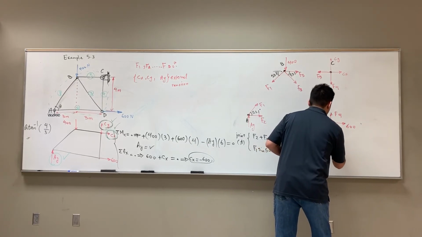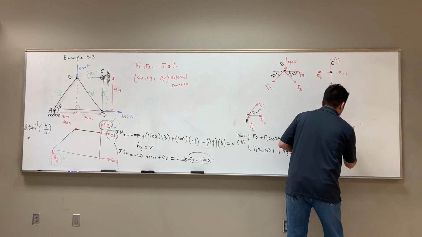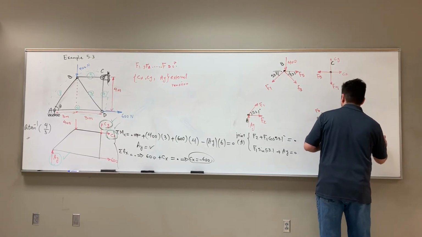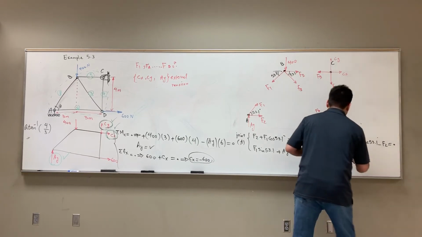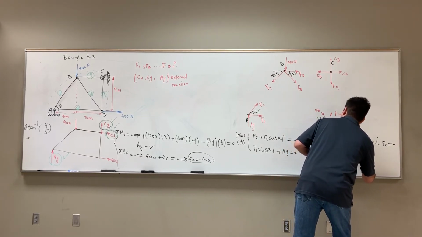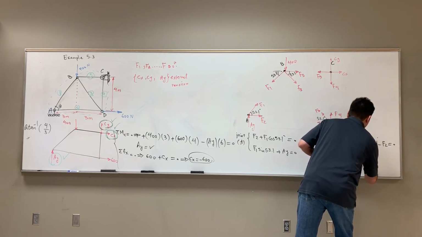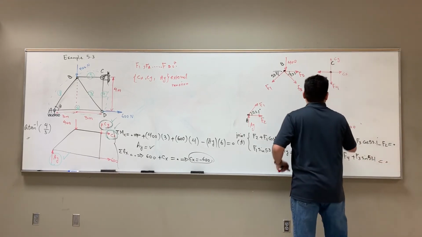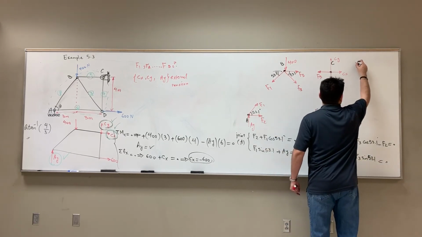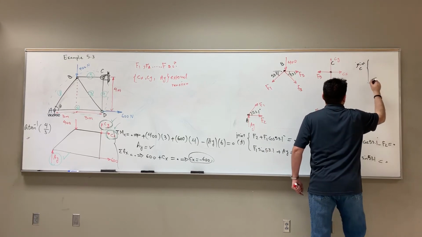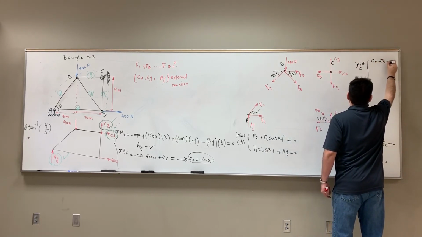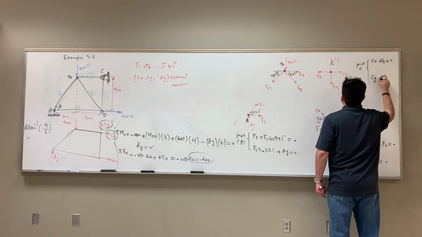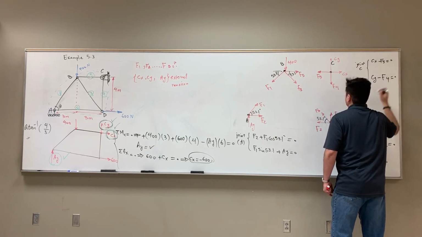At joint B, you get 600 negative F3 cosine 53.1 negative F2 is equal to 0. F4 plus F3 sine 53.1 is equal to 0. Here you get joint C. You get CX negative F5 is equal to 0. CY negative F4 is equal to 0.